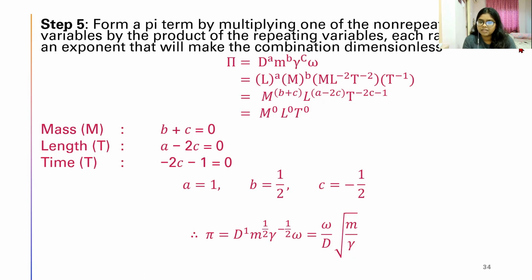And then we equate it to M to the power of 0, L to the power of 0, and T to the power of 0. And then we just have to do the algebra. So b plus c is equal to 0, a minus 2c is equal to 0, negative 2c minus 1 is equal to 0. If we solve the last equation, we get c is equal to negative half, and then just substitute in the other two values to get a and b respectively. After we get our exponents, just substitute back into our original pi term: omega divided by the diameter, square root of mass of the cylinder divided by specific weight.